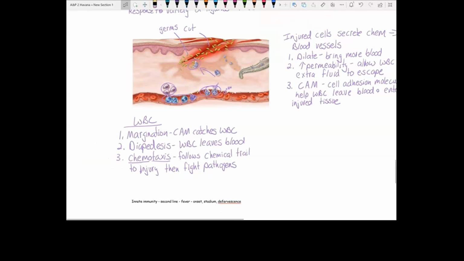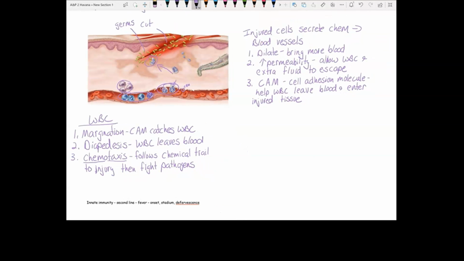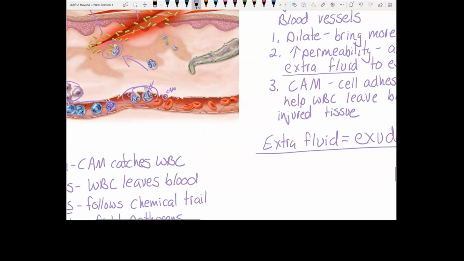Okay, so that takes care of the dilating, bringing more blood, and the CAMs catching the white blood cells, and the increased permeability allowing them out. Another factor we have to look at is that extra fluid. Because you're bringing more blood, there's also more fluid coming, and the permeability lets that fluid out. This extra fluid is called exudate. So while we can see the white blood cells coming out, you would also have fluid coming out. This fluid washes through the injured area.